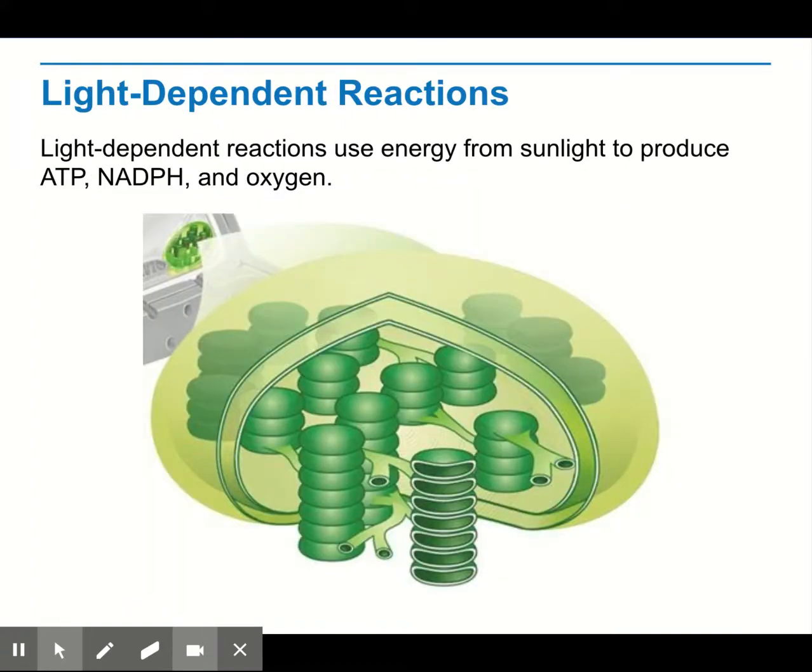So a brief overview of the light-dependent reactions is that they occur in the thylakoid. These thylakoids are little disc-like structures that are found inside of the chloroplast. So if you look at the little image, notice the chloroplast is inside of that plant cell. And they use energy from sunlight that gets absorbed by chlorophyll, which is a pigment, in order to produce ATP, NADPH, and oxygen.